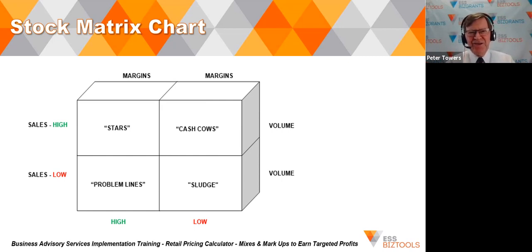And no one orders these things thinking they're going to be sludge items either. They order them thinking they're going to sell them. They're thinking they're going to be stars. But unfortunately, the market doesn't agree. The market won't agree to pay the price that would make the product a star. Or it's as basic as the market doesn't like the product and won't buy it.